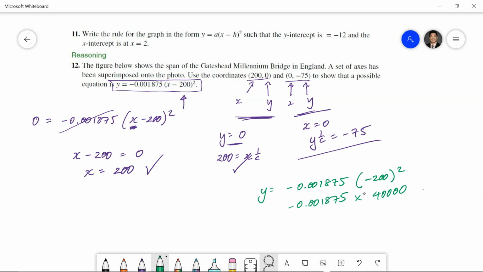And in this case here, all you want to do is put that into your calculator. So 40,000 times negative 0.001875. And when you're using the calculator, please make sure that you've typed in the correct value. You don't want to leave out a digit or press the wrong number, and you'll end up getting y is equal to negative 75. And that fits with that set of coordinates.